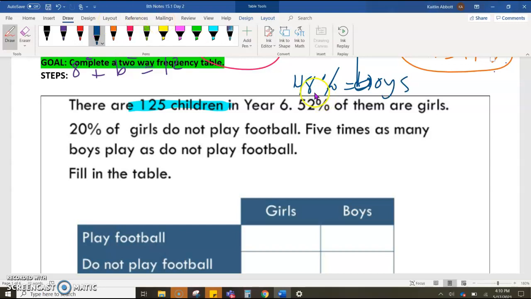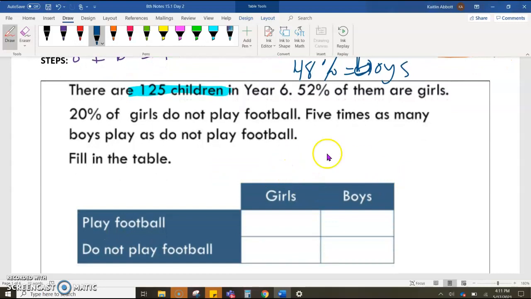Okay, so these two percents add up to 100 because that's the total. We have total boys and girls. So 125 children in all, 52% of them are girls, 48% are boys. Now, unfortunately, there's not a totals section for both of those, but let's keep reading. So 52% of them are girls.